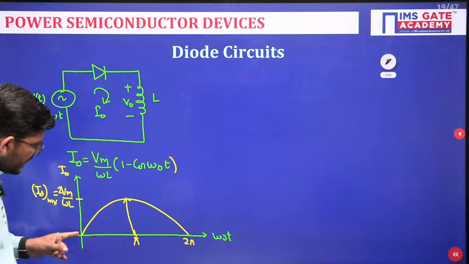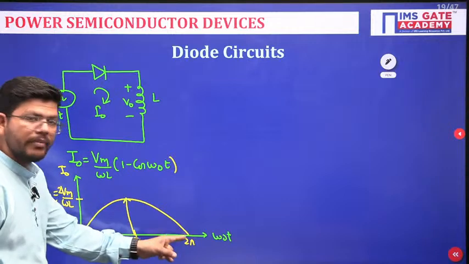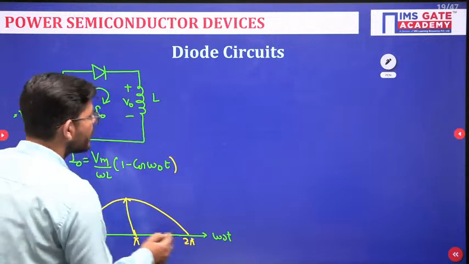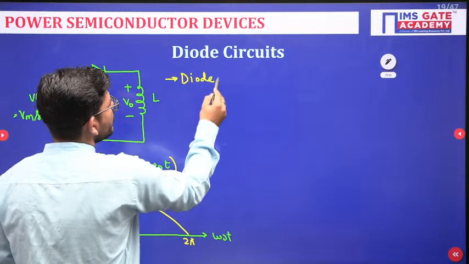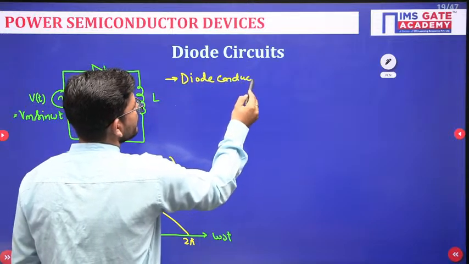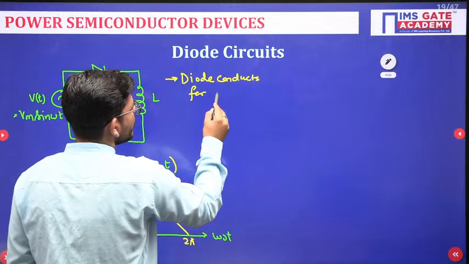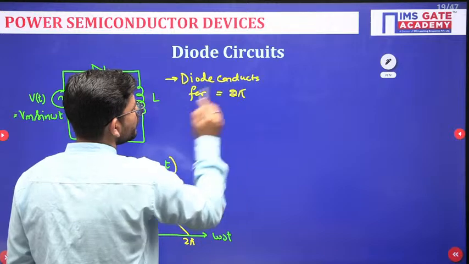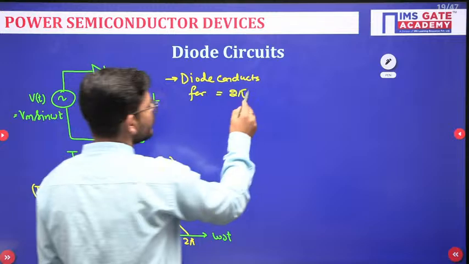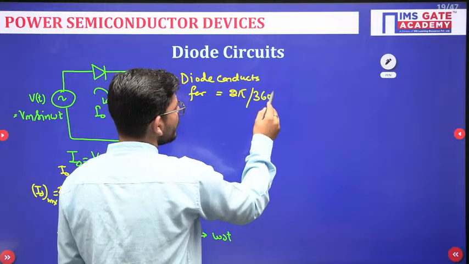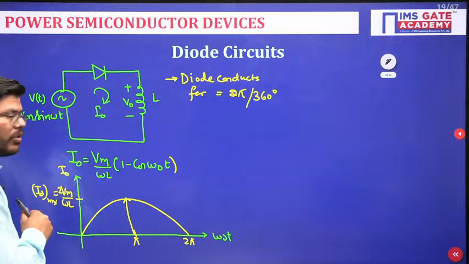Now what you can see here is that the current starts conduction at omega t equals 0 and becomes 0 at 2 pi. That means if we ask for how long the diode conducts, the diode conducts for 2 pi radians, or 360 degrees. So the diode conducts for a duration of 2 pi. This is for a pure L load.